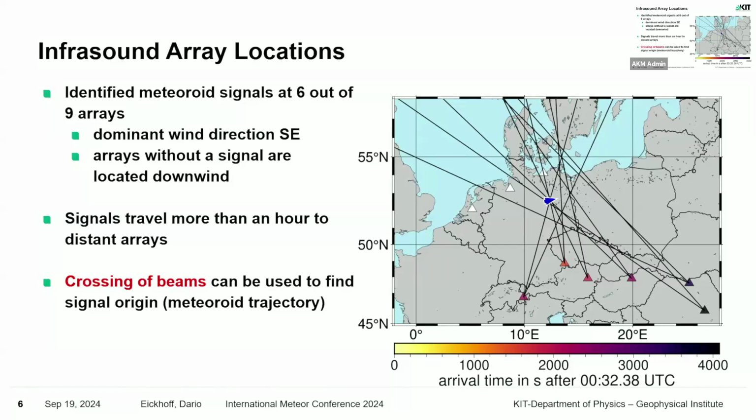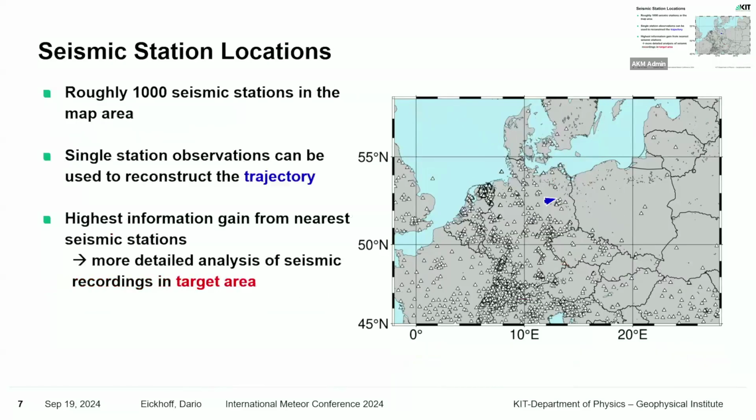And we now use a crossing of beams to find the most likely origin region for our signal, which is this red polygon here. This is a nice preliminary solution, of course, but it is nowhere near accurate enough for what we want. So we want to get closer to this, and we can only get closer by using a different kind of set of stations.